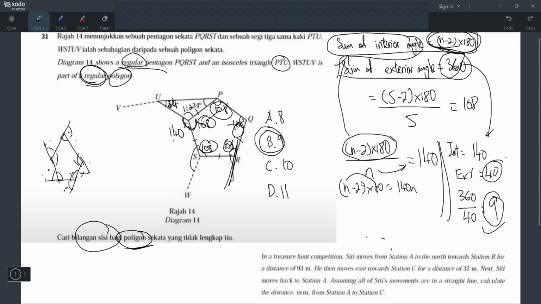And this 180, you can expand inside, means 180 times n, 180n, 180 times negative 2, negative 360, equals 140n. And since I'm finding n, I will move everything with n together. So 180n becomes minus 140n, minus 360 moves over to become 360. 180 minus 140, 40n equals 360, n equals 9, right? You can also get the same answer. It's just that if you do it like this, it's a bit slow. But yeah, you can do it like this or like this, you get the same answer. Alright.